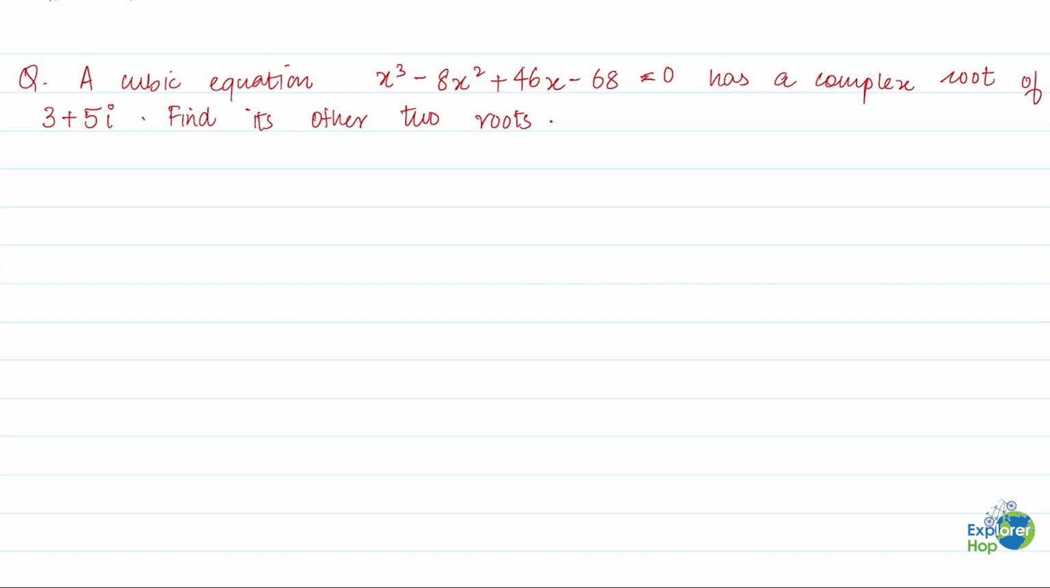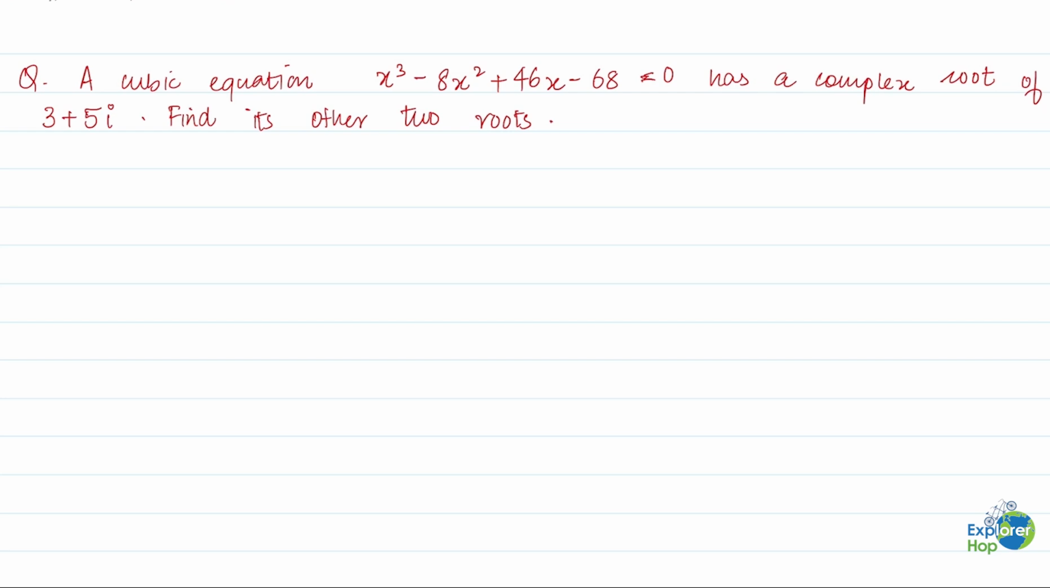In today's worked example, we'll be looking at a cubic equation for which we are given a complex root, and we'll be trying to find its other two roots. So let's start. The equation that we're given is x cubed minus 8x squared plus 46x minus 68 equals 0, and the equation has a complex root of 3 plus 5i.